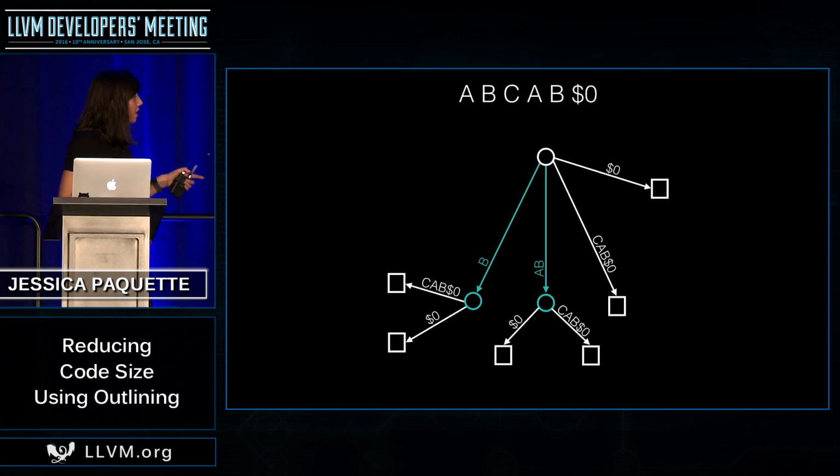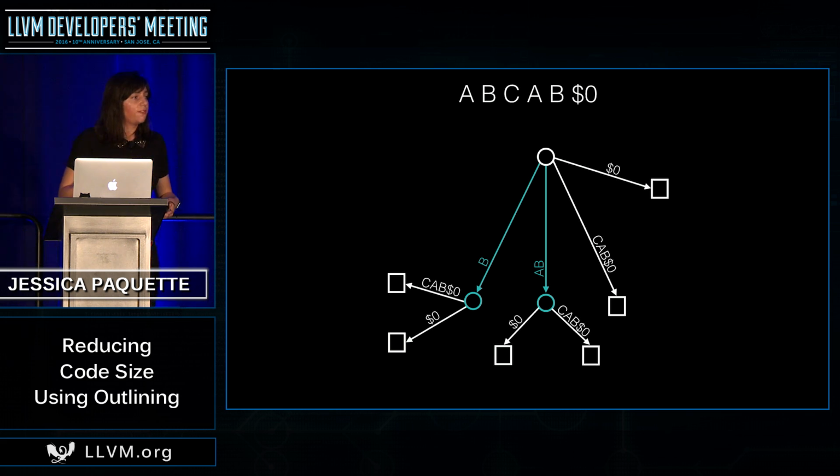What we can do is look at the strings that those nodes represent and choose the longer of the two. In general, what we're going to do is traverse the entire tree and find the internal node with the longest associated string.